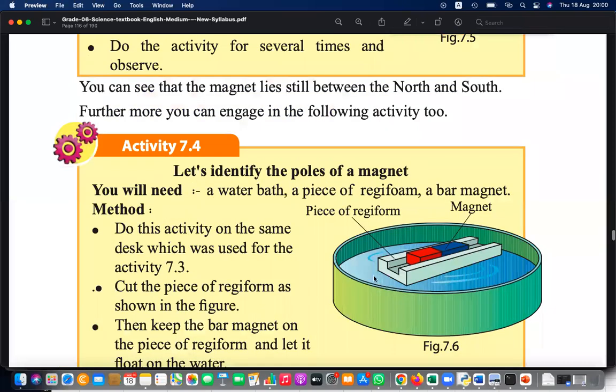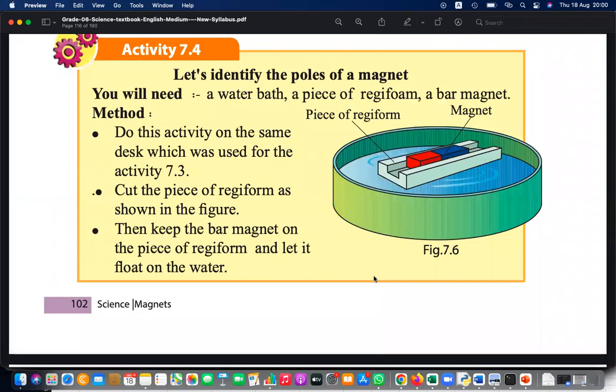Okay, this is another method to identify a magnet's poles. You can use a foam board or a small lid, like the wooden lid.